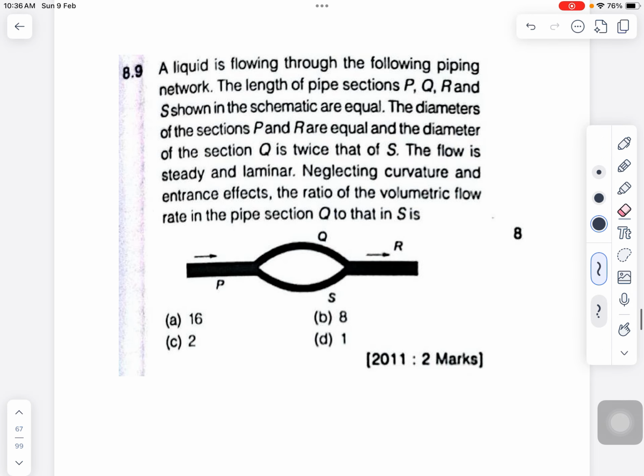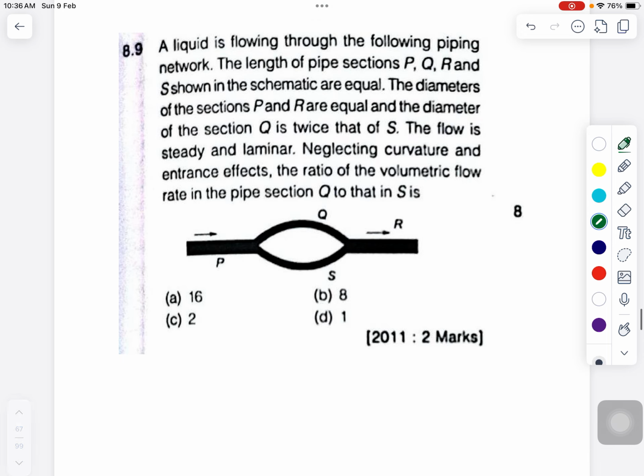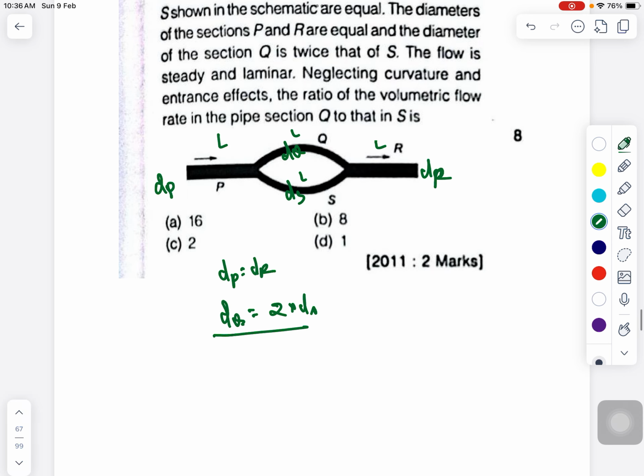Okay, now moving towards the next question. This question is also very important. The question says that a liquid is flowing through a pipe network. The lengths of the pipe sections P, Q, R are shown in the figure. So all of these lengths are given as L, L, L and L. Let's say the diameter of sections P and R is equal, so dP equals dR is given, and the diameter of pipe Q is twice that of S. So if this is diameter dQ, and this is dS, I can say the diameter of pipe Q is 2 times the diameter of pipe S. That's it. The curvature effect is negligible. Then the ratio of volumetric flow rate in the pipe sections is asked.